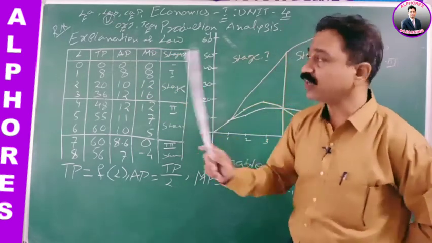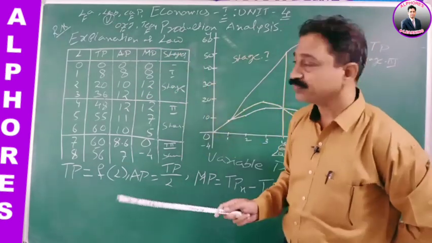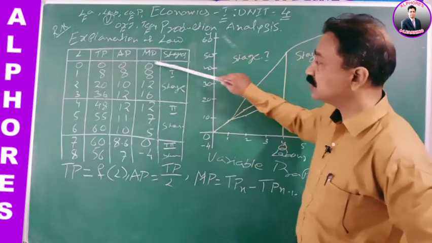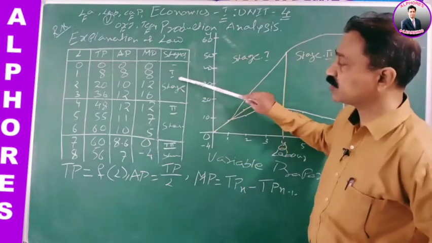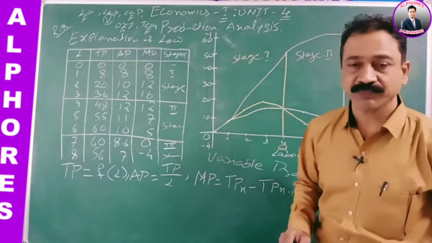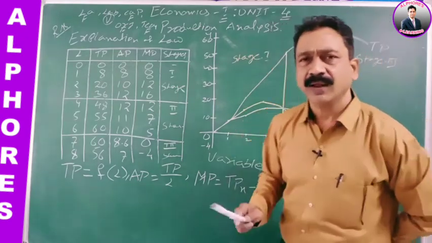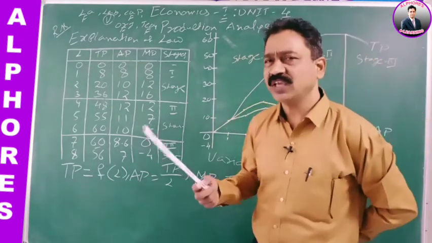Only one factor we are changing, all other factors are fixed. Then what happens as the labor increases? These are the different stages: first stage, second stage, third stage. This can be understood much more easily.